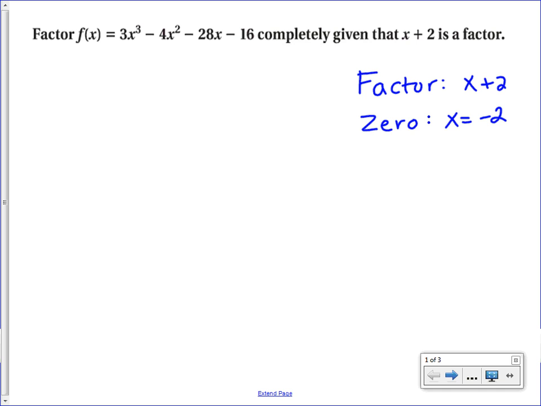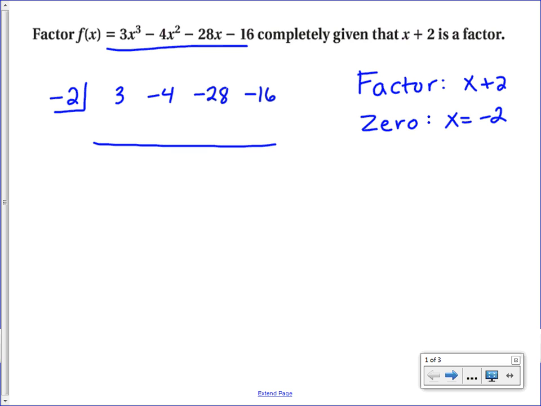The reason we do that first is so that we can use synthetic division instead of long division. Long division takes a while and there's a lot of places to make errors. We'd rather use the 0 and synthetic division because we're better at it and it's faster. So we're going to take that -2, that's our 0, and use synthetic division with this polynomial. Check your polynomial, make sure you haven't skipped over any terms, which we haven't here, and pull down your coefficients. 3, -4, -28, and -16.